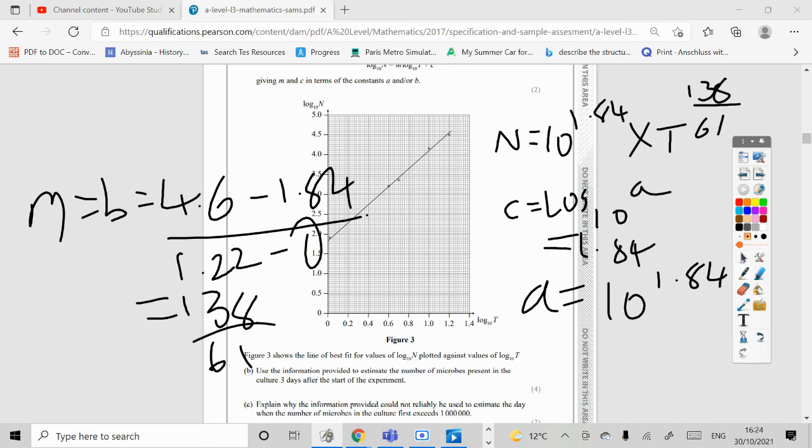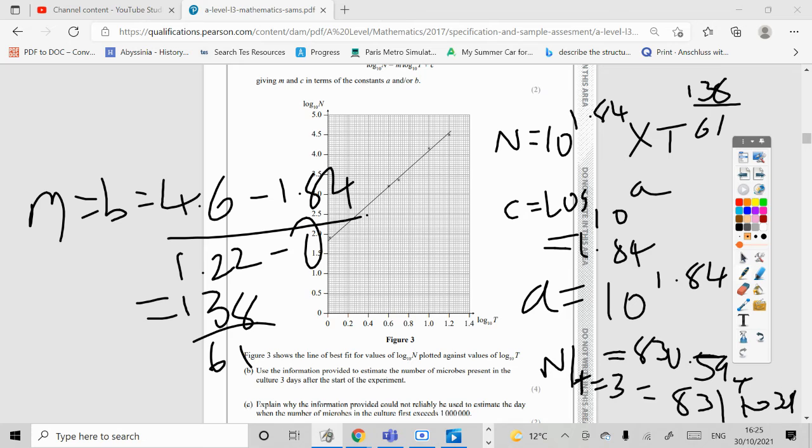So we want it after 3 days. So we want n when t is equal to 3. Into the calculator, it's 830.594. We can't have a fraction of a microbe, so I'll round that up to 831, 3 significant figures. Okay, that is part B.